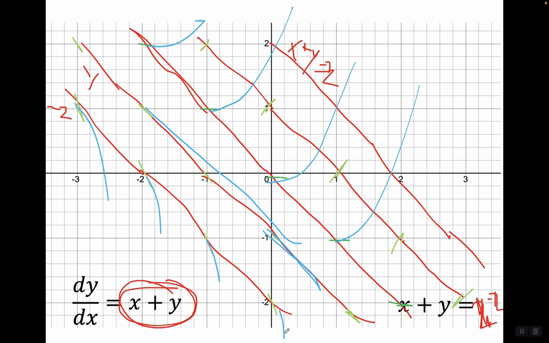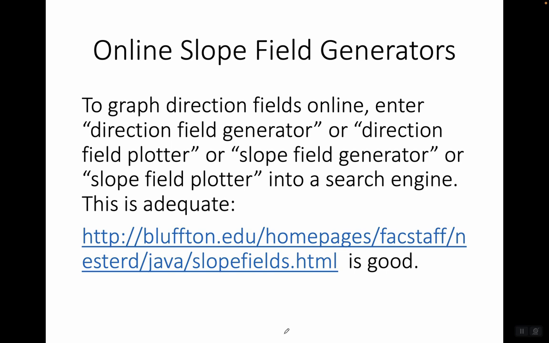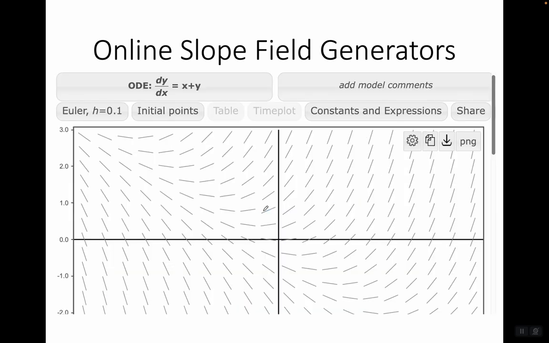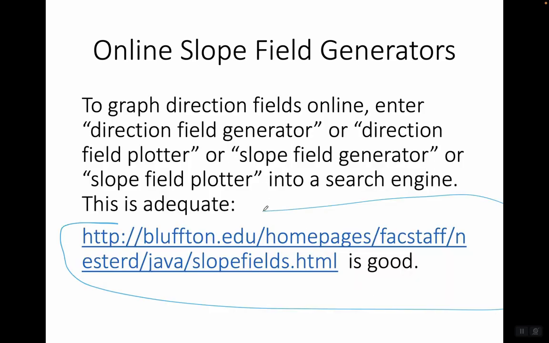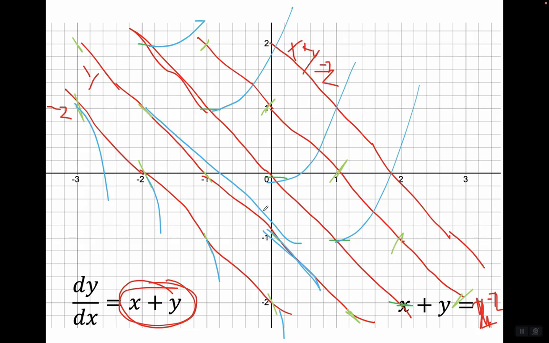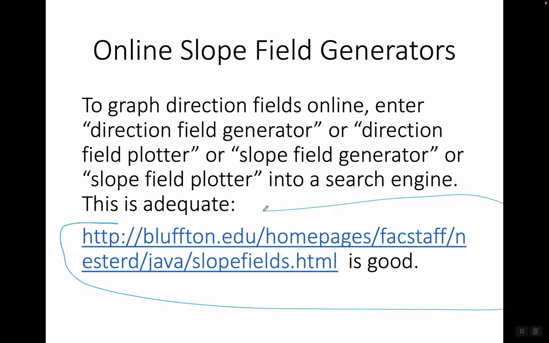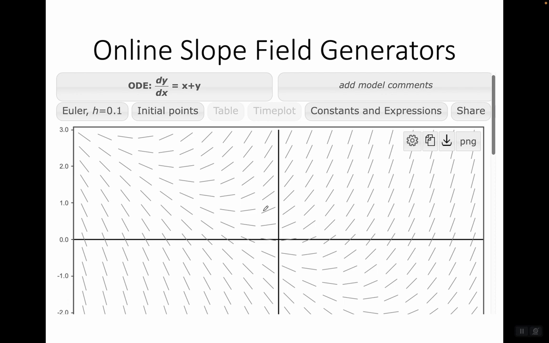And let's compare this with the actual answer. If you want an online slope field generator, you could enter a direction field plotter, or a slope field generator, or a slope field plotter into a search engine. This one's adequate. I actually like this one. And this is what you'd end up with. Notice that what we had is more or less the same as what the search engine gave us, the online slope field generator.